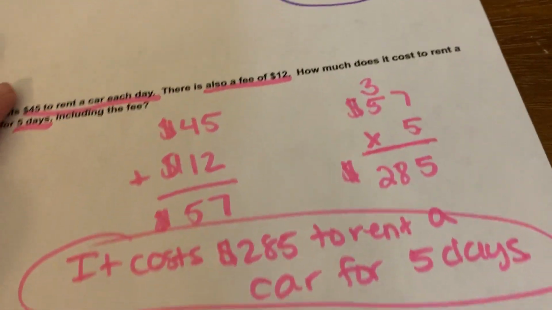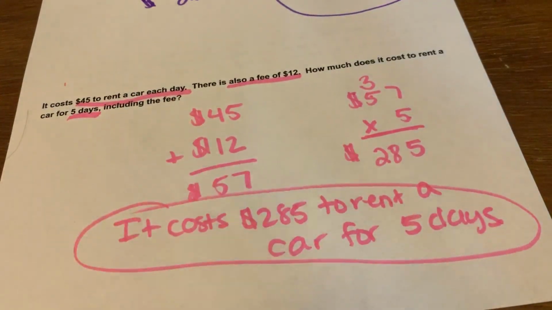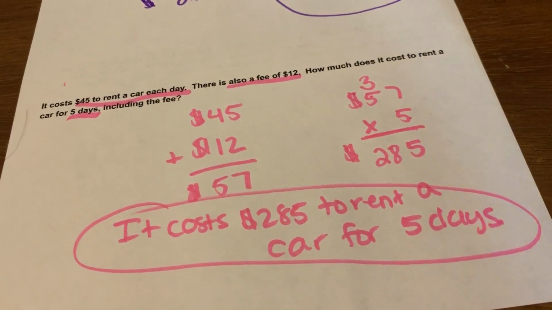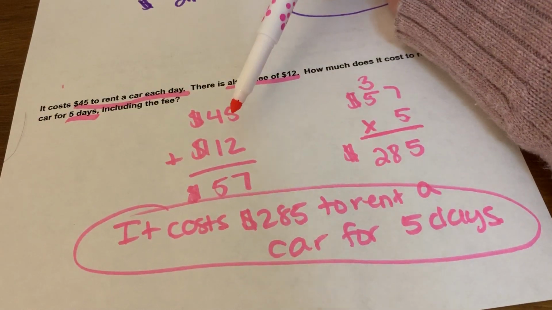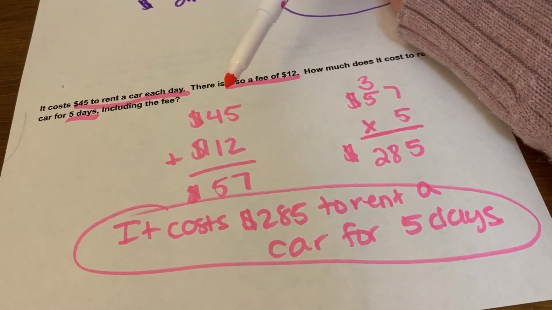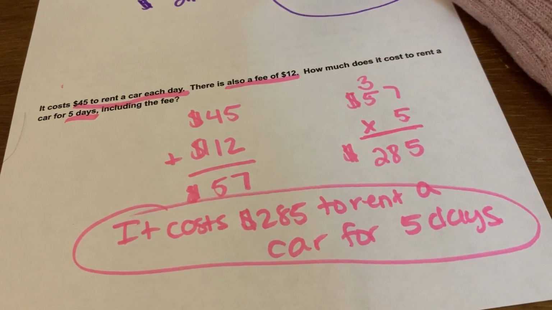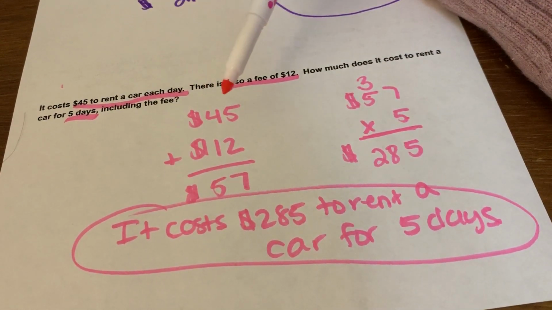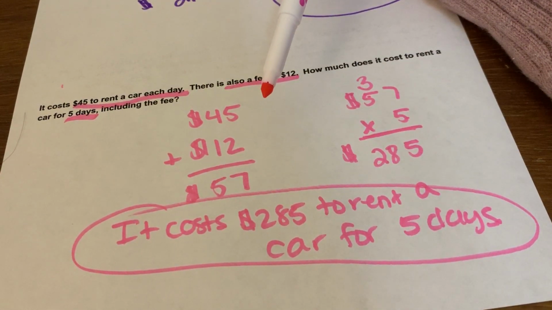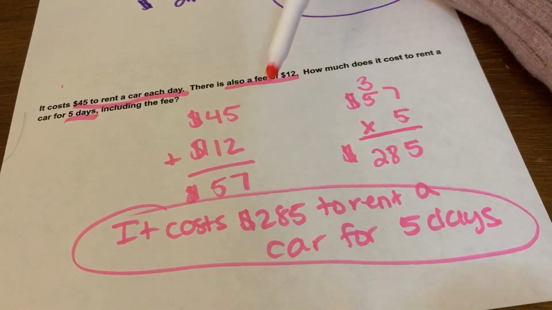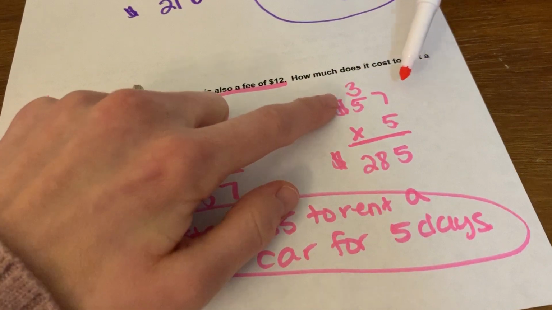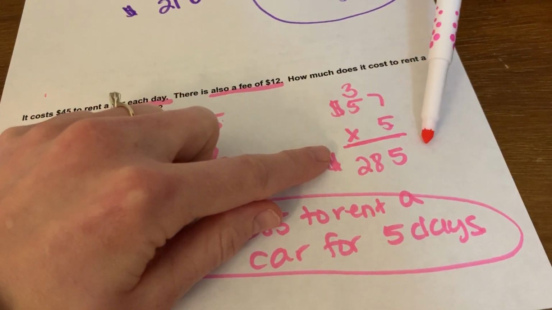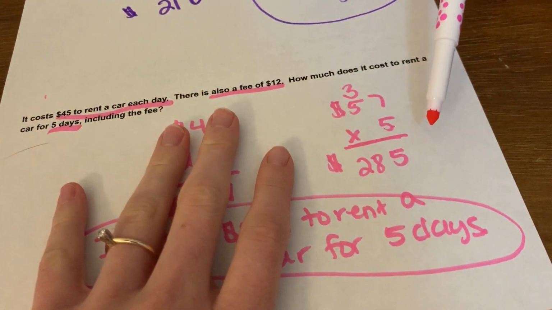It costs that much, $285. So I realized that it costs $45 to rent it every day, but there's an additional fee of $12. So I thought to myself, well, I'm just going to combine those so I figure out actually how much it is to rent the car each day. Then I want to figure out how much it is to rent the car for 5 days, including the fee. Well, that's when I added these two together, that's what I got. So I went ahead and did 57 times 5, and I got 285.